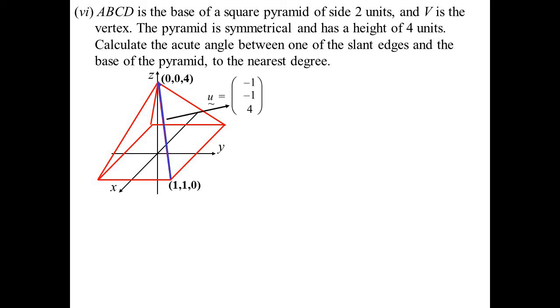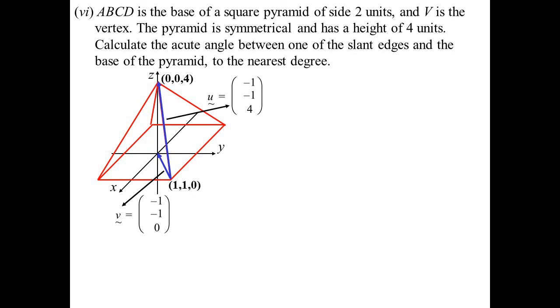It would be -1, -1, 4, head minus tail. We have to find the angle between that and the base. So where do I draw the line to work out the angle? Well, I want it sitting in the plane. Therefore, I want to join it up to the origin here, because then I get that triangle sitting in a nice plane and I can work out the angle that it makes with the base.